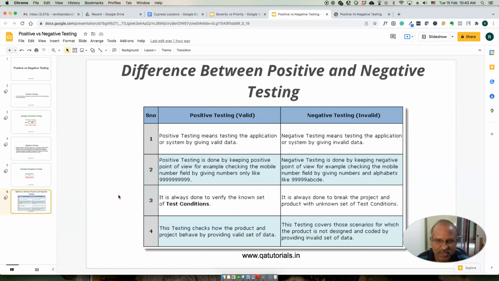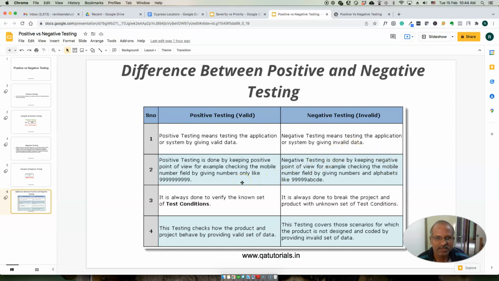Positive testing is where we are testing valid scenarios. Negative testing is where we are testing invalid scenarios. Positive testing means testing the application or system by giving valid data. Negative testing means testing the application or system by giving invalid data.